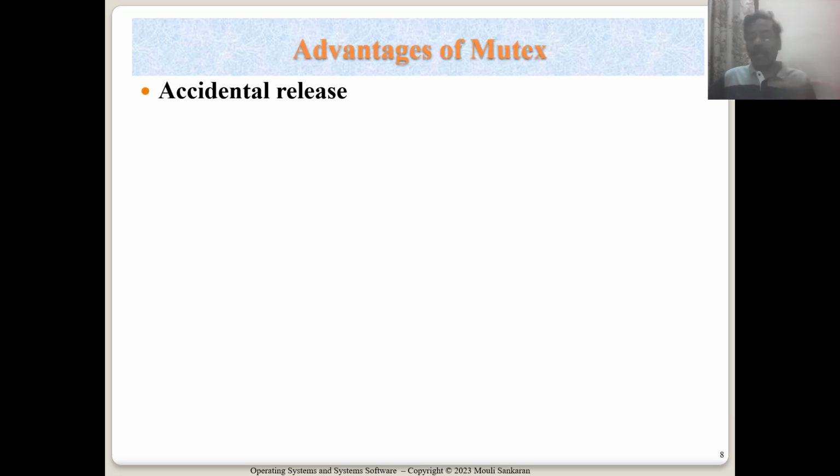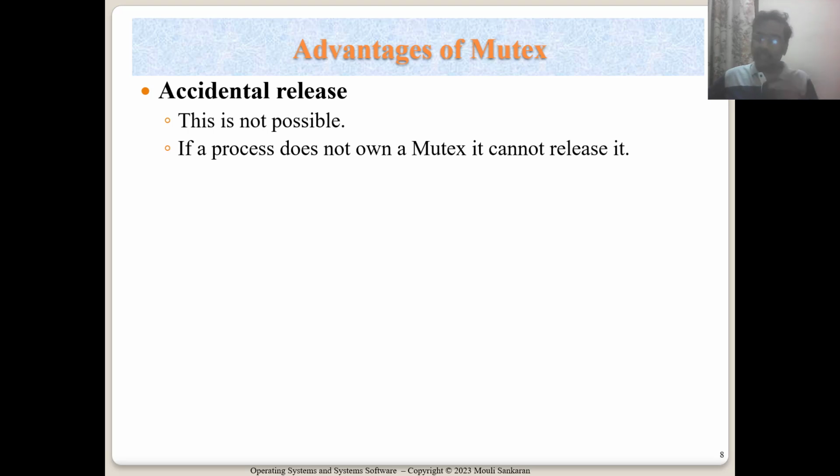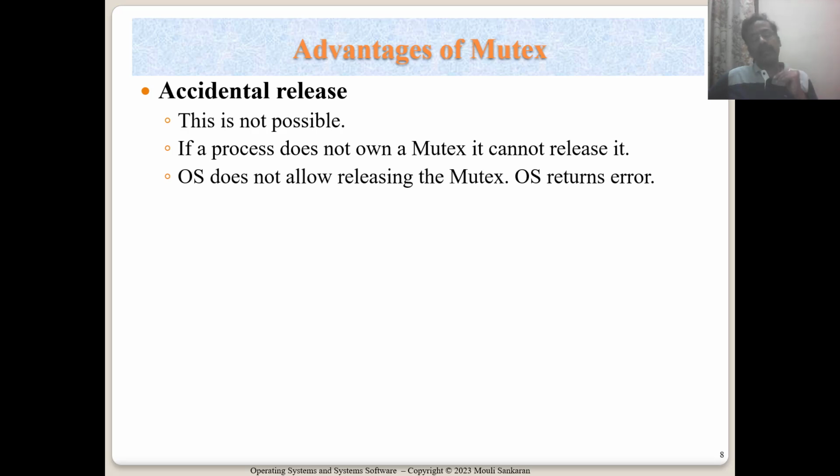So, advantages of mutex: accidental release is not possible. If a process does not own a mutex, it cannot release it. Who prevents it? The OS prevents it. It doesn't allow it to release it. It will return an error saying that you are not the owner.